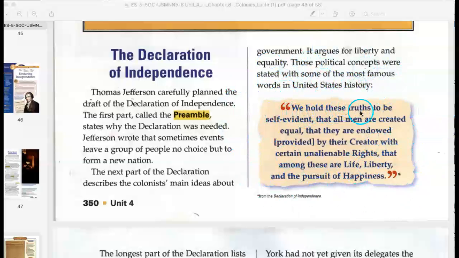We hold these truths to be self-evident, that all men, mankind, people, are created equal, that they are endowed, provided by their Creator with certain unalienable rights, that among these are life, liberty, and the pursuit of happiness.